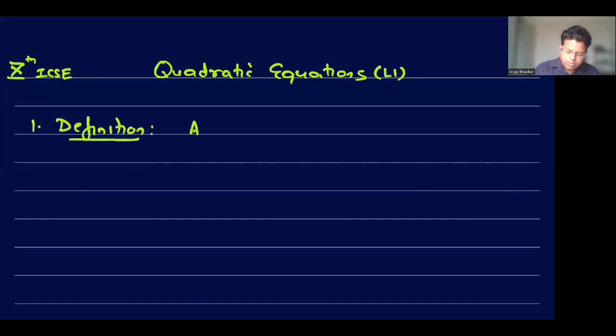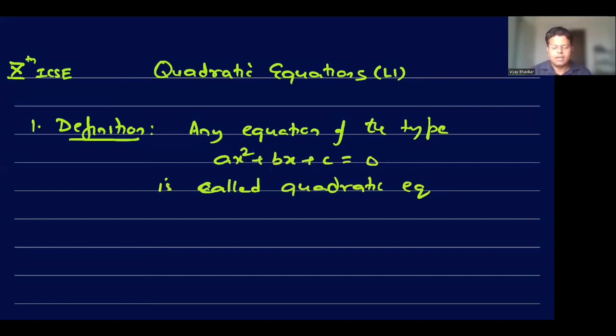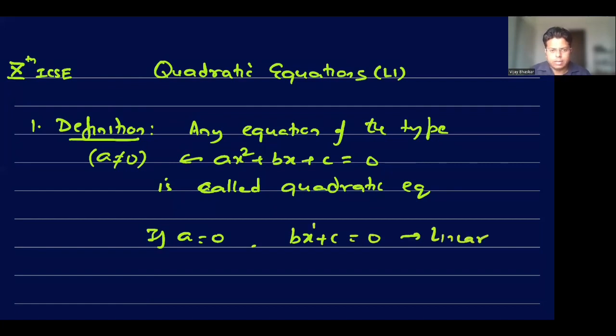Any equation of the type ax squared plus bx plus c equal to 0 is called quadratic equation. Here, the condition is that this a should not be equal to 0. Because if a is equal to 0, then what will happen? If a is 0, then we'll have equation as bx plus c only, which will become a linear equation. The power of the variable is 1, so it will become a linear equation. So in order to protect quadratic equation, in order to protect x square, a should not be equal to 0. That is the only condition.